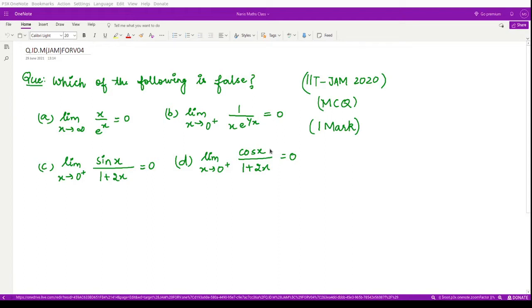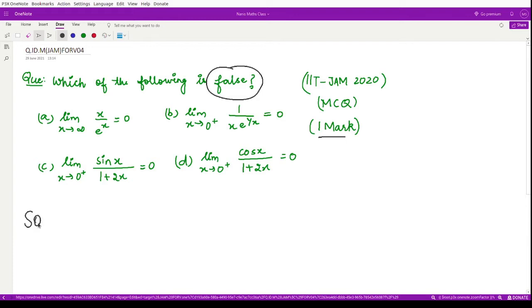In this video, we shall be studying a question which appeared in the exam IIT-JAM 2020, and this is an MCQ type of question and it is of 1 mark. It says which of the following is false. So we are to check these 4 limits and tell which of the limits is false over here. So let us get started with the solution.